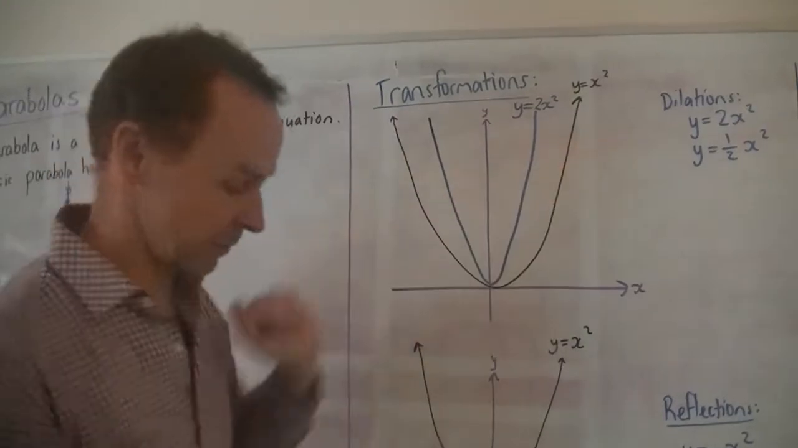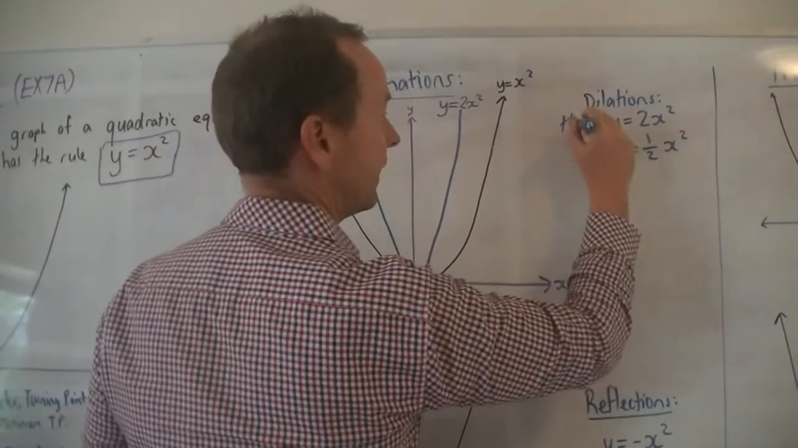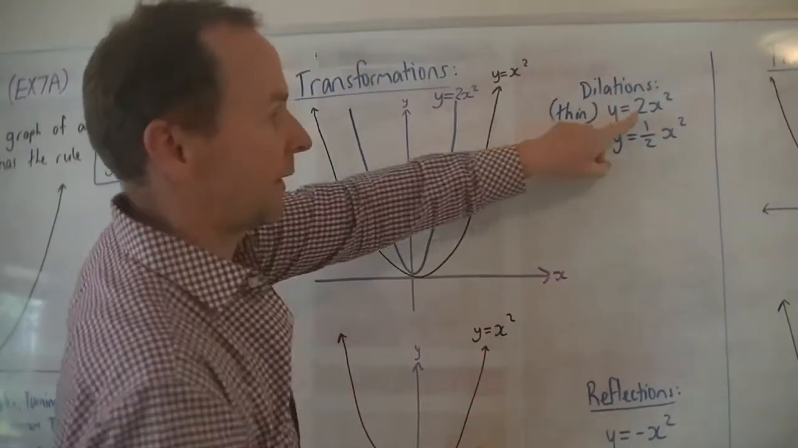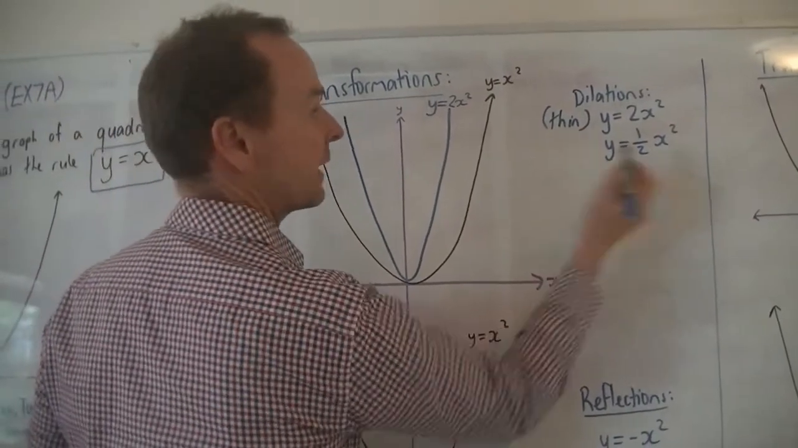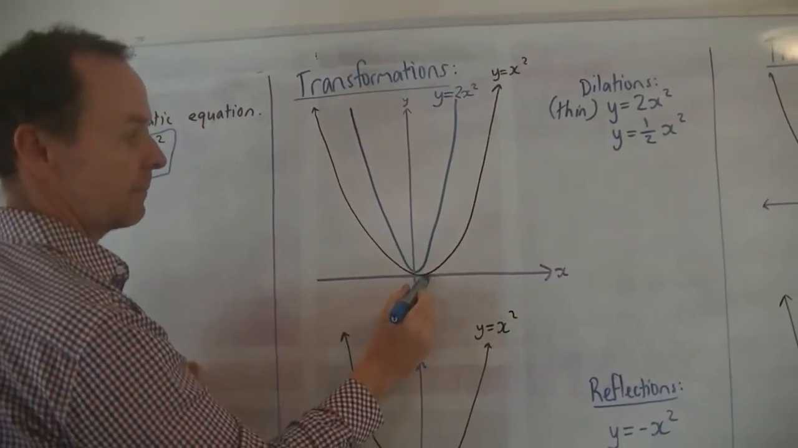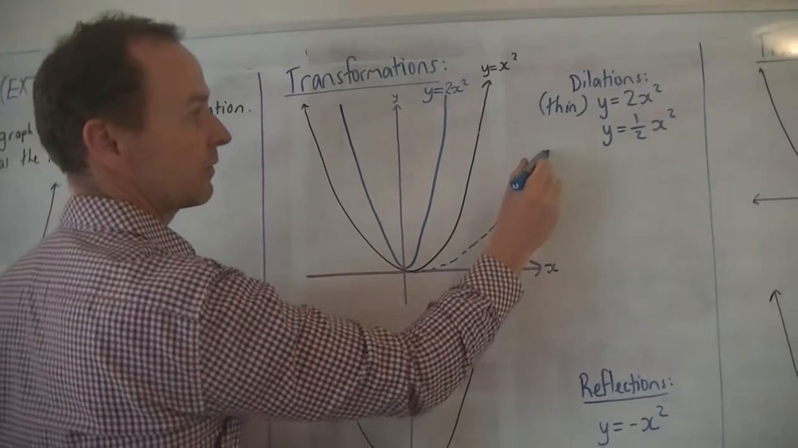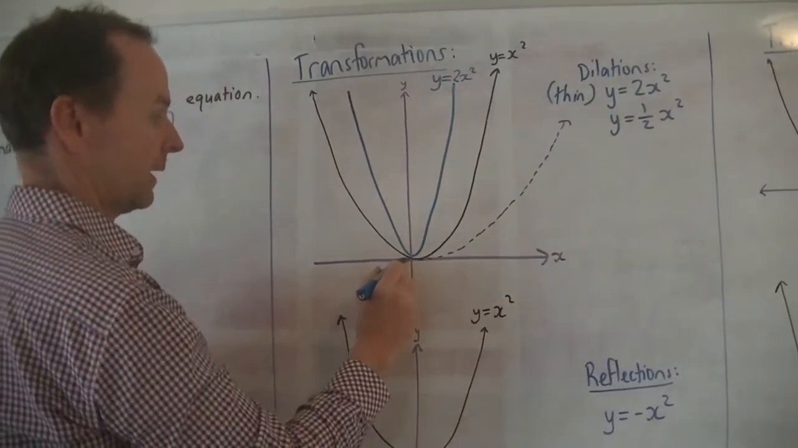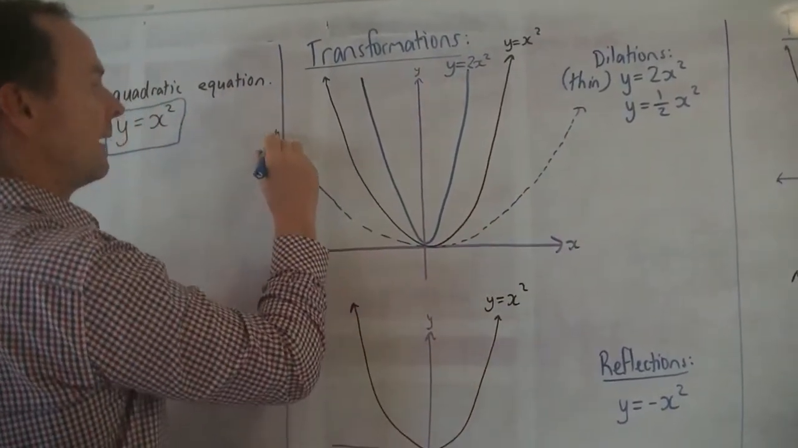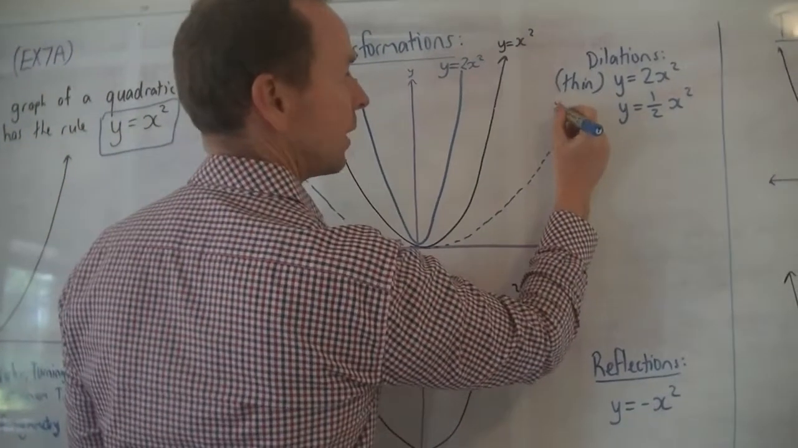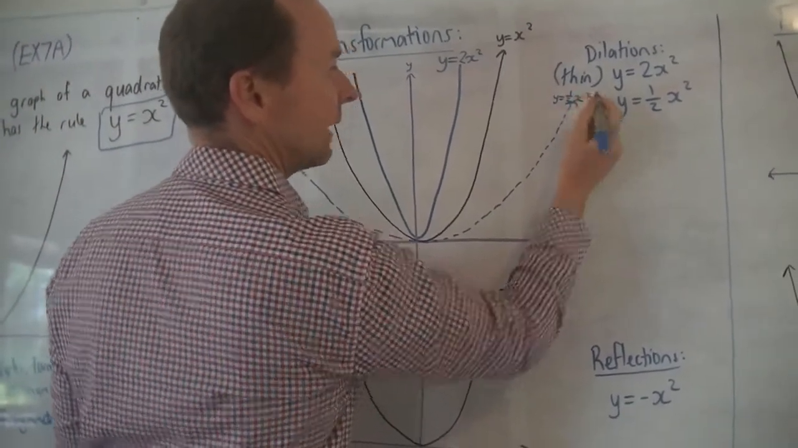Alright, and the next one, so I'm going to write here, this one here is thinner. Y equals a half x squared. A half x squared makes it wider. I'm going to do this as a dotted line, because otherwise it's going to get too complicated. And that's roughly what it looks like. So this one is y equals a half x squared.